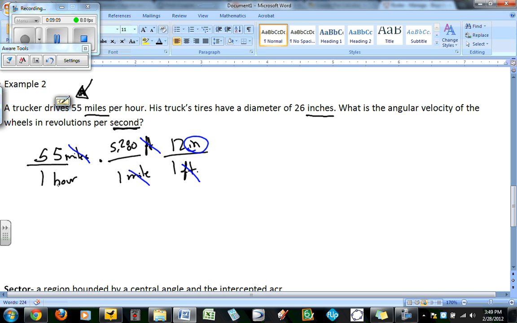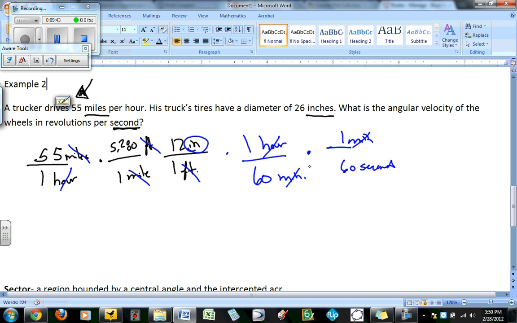Well, we want to get hours to cancel out. So for every 1 hour, there is 60 minutes. So now our hours cancel out. But we don't want minutes, we want seconds. And for every 1 minute, there is 60 seconds. Okay, so we cancel out the minutes. Nice to see that I spelled seconds right down here. Cancel, and we're left over now with inches per seconds.